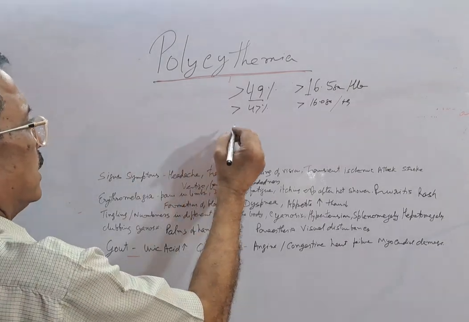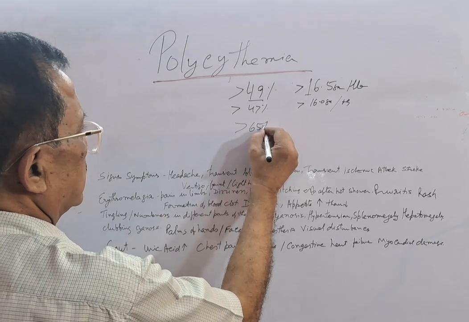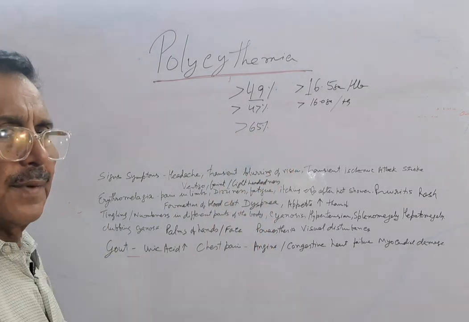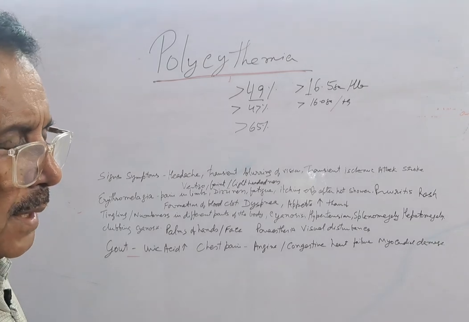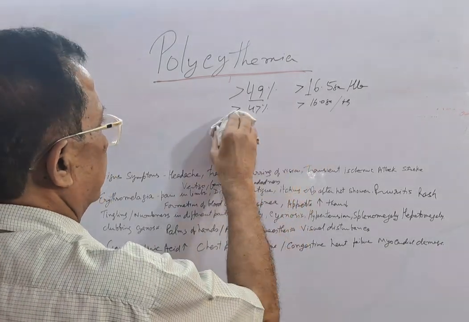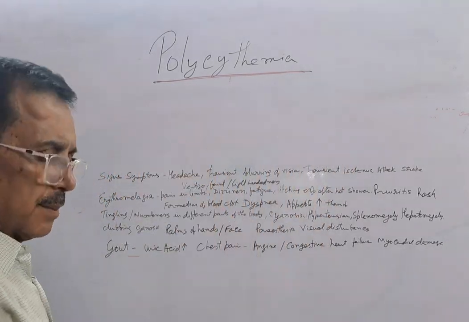In infants this is 65% or more than 65%. But in infants and children, the criteria for polycythemia is different. Okay, this is polycythemia. Now, types of polycythemia.